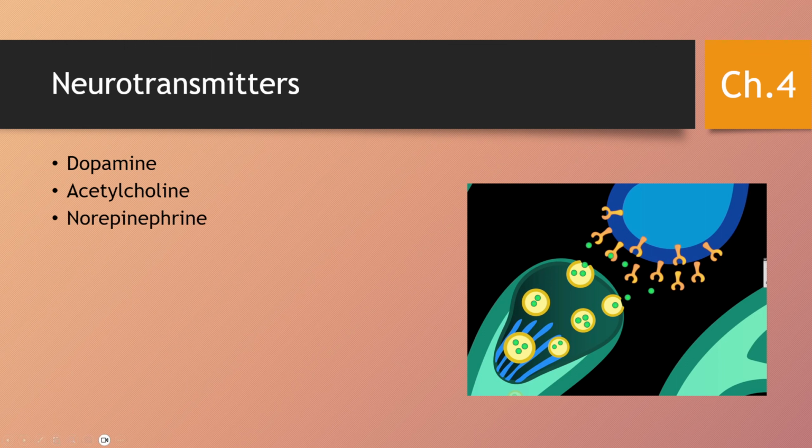Norepinephrine is another neurotransmitter we can talk about. This tends to influence the level of our arousal and attentiveness to things. It can also play a role in how hungry we are, or how much we want to intake different foods.